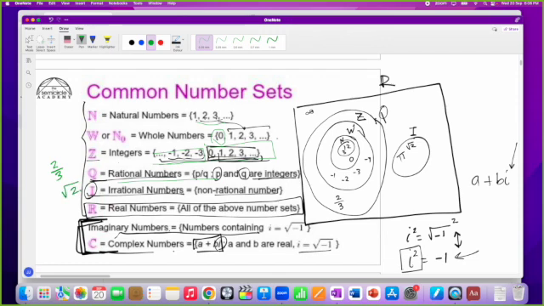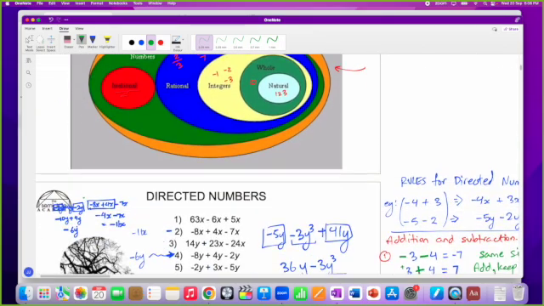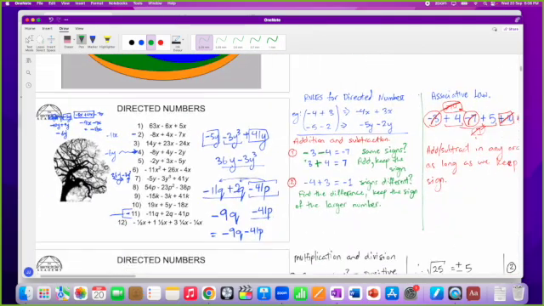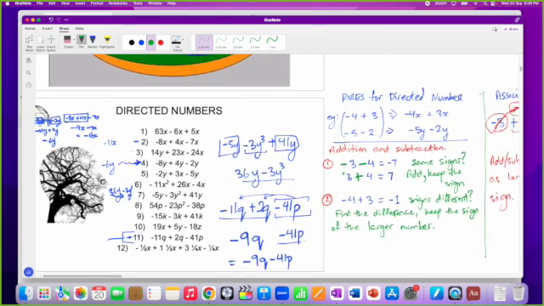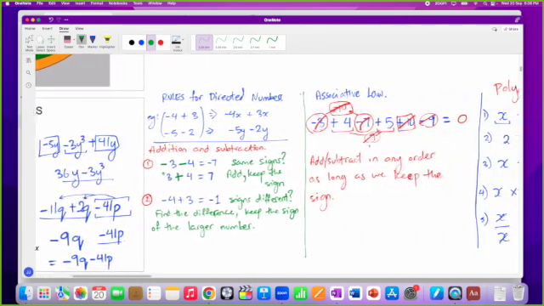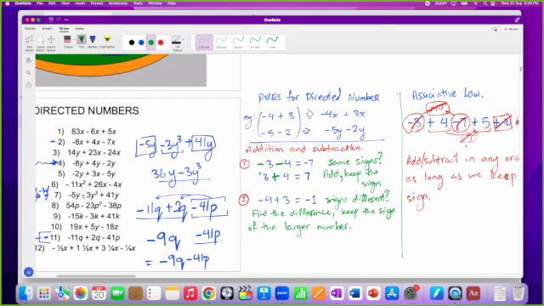Irrational numbers are numbers that we don't really know the value of. Real numbers is everything. So this is where we kind of started off, and then we started to talk about directed numbers in the last class, and we were looking at the rules for directed numbers. All of these rules are totally essential.